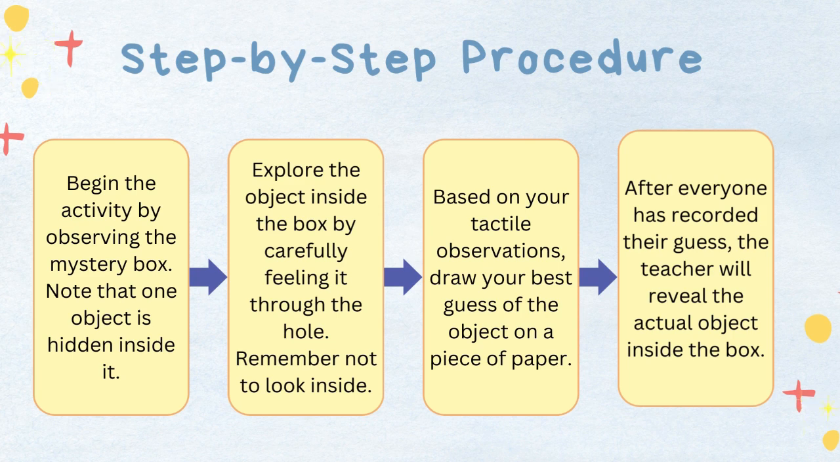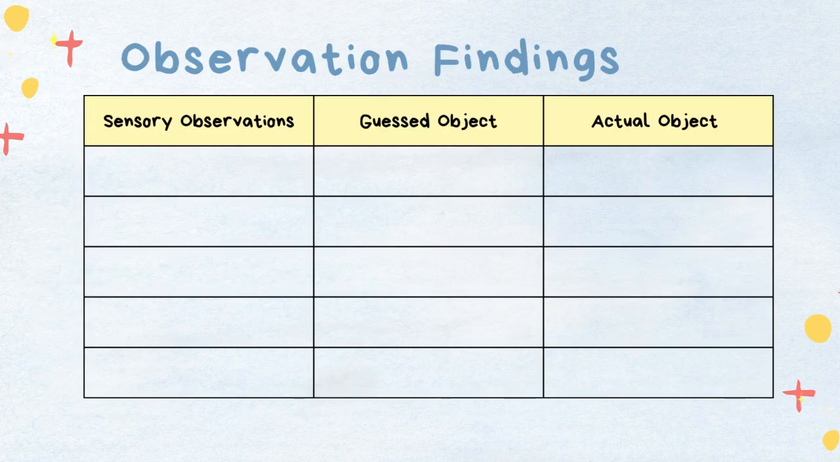Second, explore the object inside the box by carefully feeling it through the hole. Remember not to look inside. Third, based on your tactile observations, draw your best guess of the object on a piece of paper. Lastly, after everyone has recorded their guess, the teacher will reveal the actual object inside the box. List your observation findings based on your sensory observations, guessed object, and the actual object.